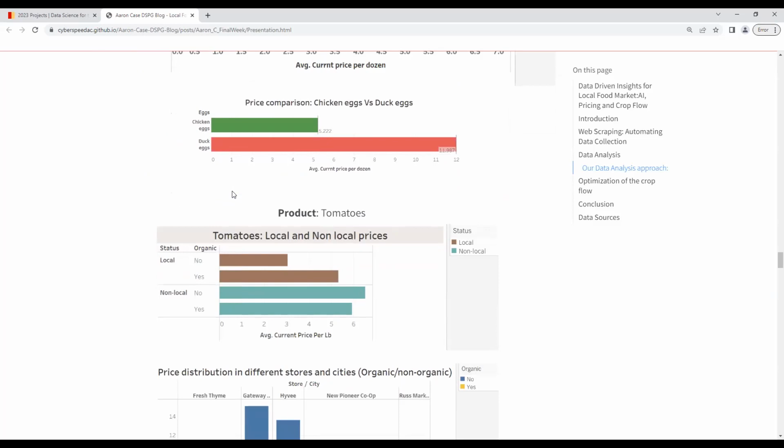All right, just a price comparison of chicken eggs versus duck eggs. Duck eggs were way more expensive than chicken eggs.